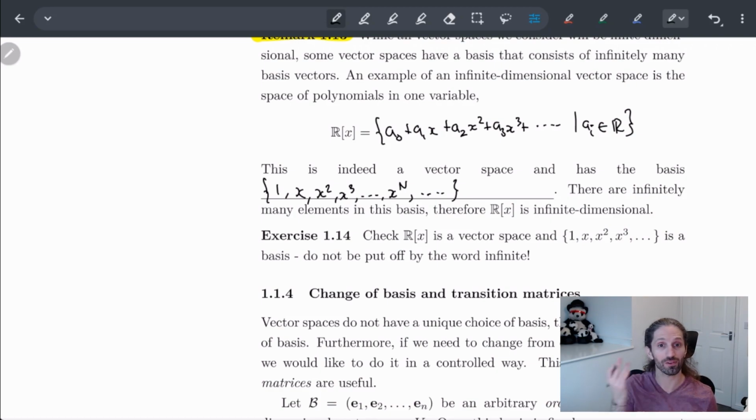Quick exercise at home, if you ever want to try: show that this is an infinite dimensional vector space. Don't be put off by the word infinite. It's actually really fun to do. So just try it out, have fun. But yeah, I'll see you next time for change of basis and transition matrices.